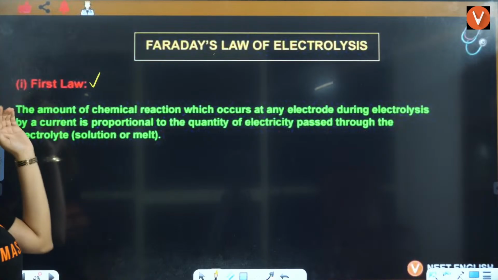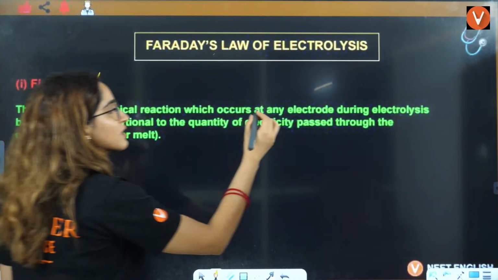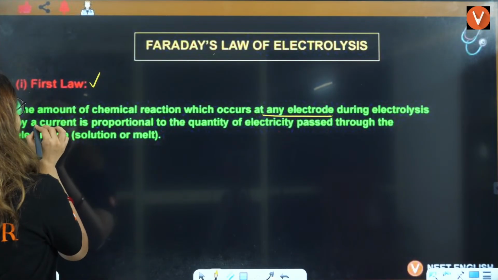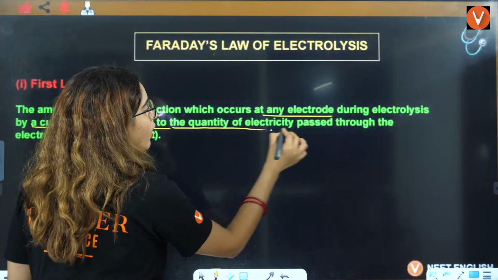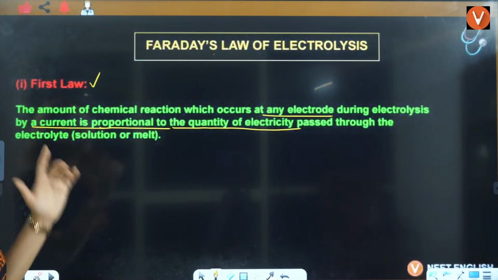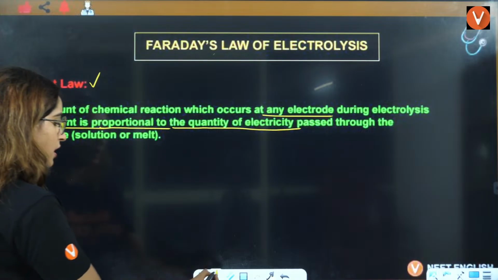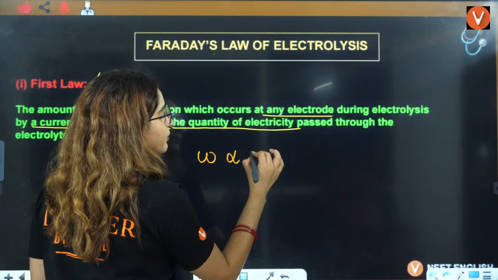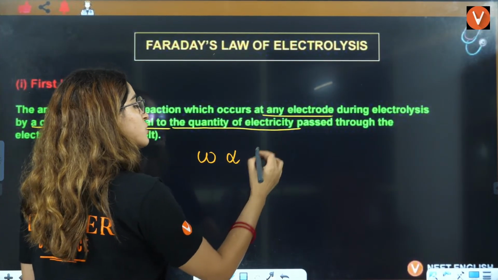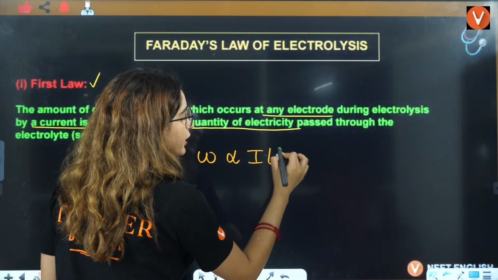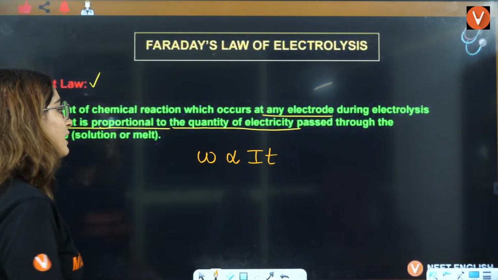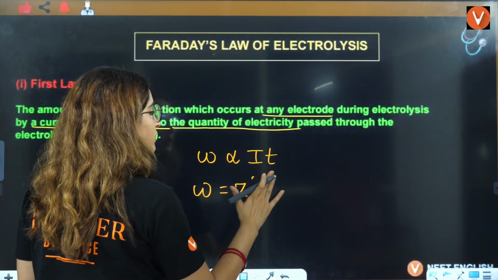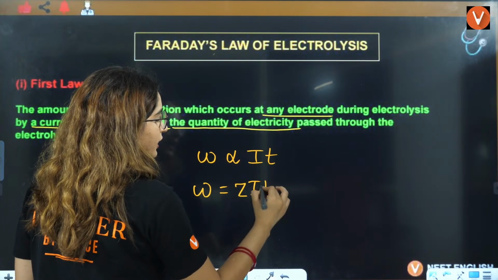First law is that the amount of chemical reaction which occurs at any electrode, cathode and anode, during electrolysis by a current is proportional to the quantity of electricity passed through the electrolytic cell, right? That means he said that the weight that is deposited is directly proportional to the charge. Now, charge is nothing but current into time. It is I into T, right? And when you erase the proportionality sign, it is ZIT, right? So you can also write it as ZIT.